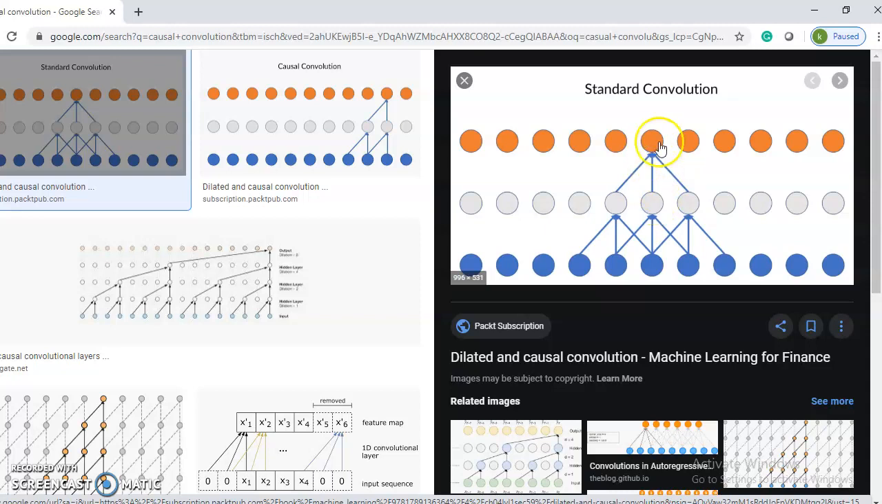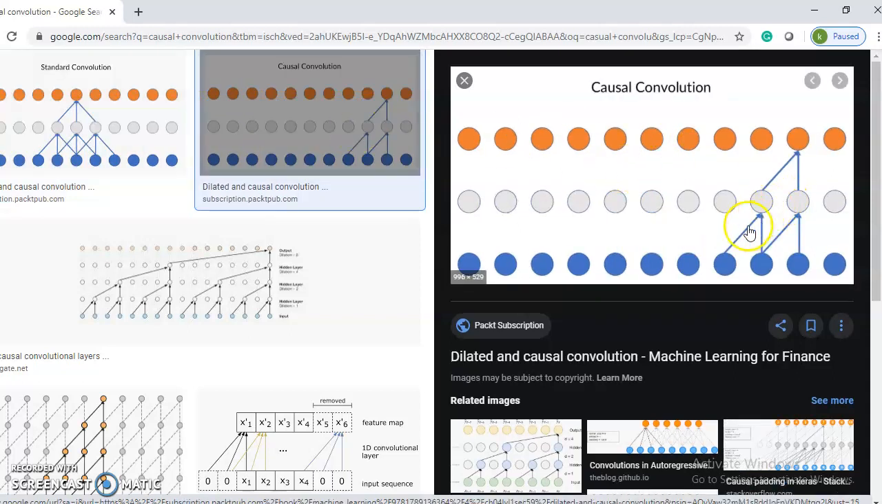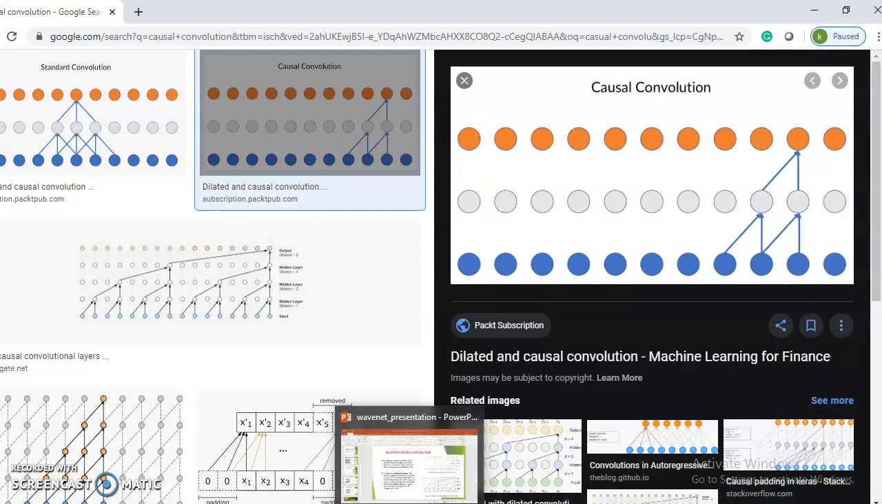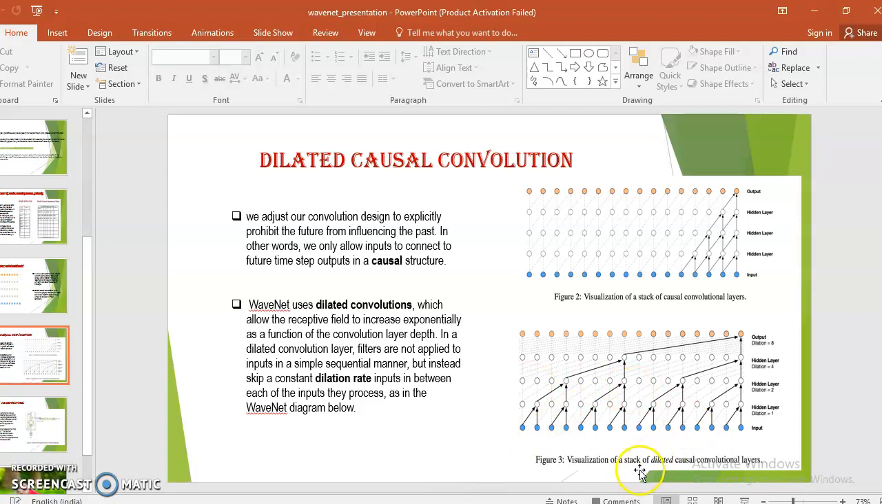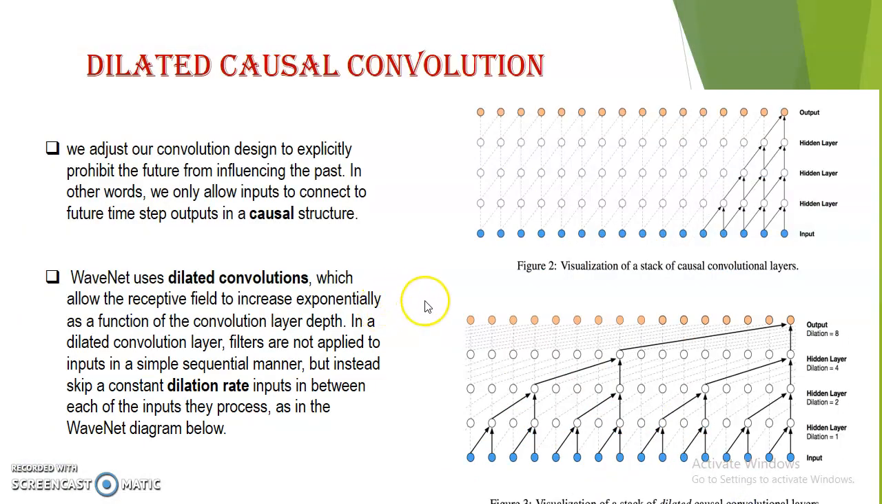To handle this, people came up with causal convolution. I will go to that presentation and explain it properly. Here, if you see the causal structure, in the causal convolution layer there are only two directions, either straight or left. So it will activate only the front or left neurons. There is no chance of activating the right neurons by the future input.